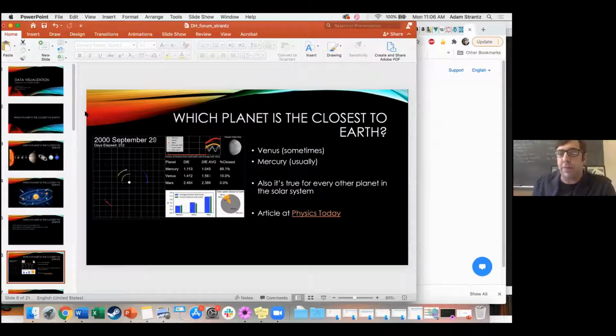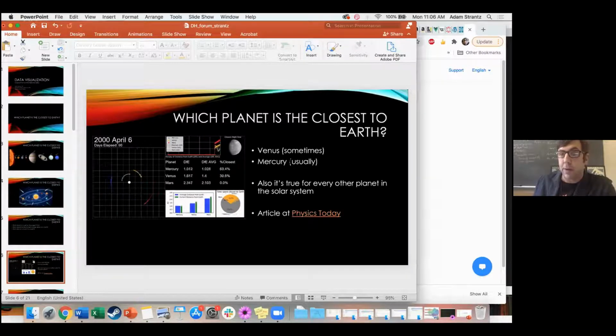I was perusing Physics Today, as you do, and learned about this great little bit of information where they built a visualization model to track the orbits of all of the planets in the solar system. So we not only had the planet Venus, which is often considered the closest planet to Earth. It is ever the closest, it gets the closest, but it is only sometimes the closest. And most of that other time, it is actually Mercury. And the great thing is they extrapolated this model out a bit further and found out that it's actually true for every other planet in the solar system.